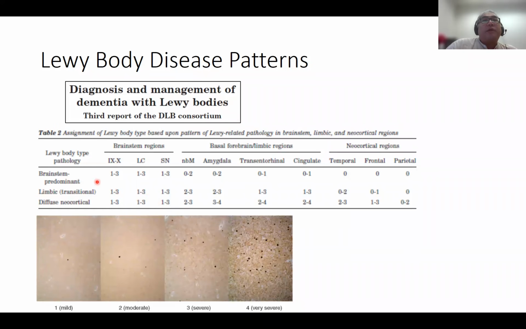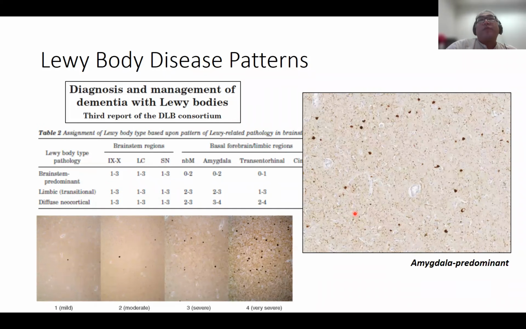One is brainstem predominant, where it's predominantly in brainstem regions. The next is limbic or transitional, where you start to really creep into the amygdala, cingulate gyrus, and transentorhinal cortex. And then diffuse neocortical, as the name goes, extends to the neocortex. I'll say the 4th report of the McKeith criteria was almost identical, but they just added another variant, which is amygdala predominant, meaning you see it mainly in the amygdala and really doesn't go from the brainstem up.